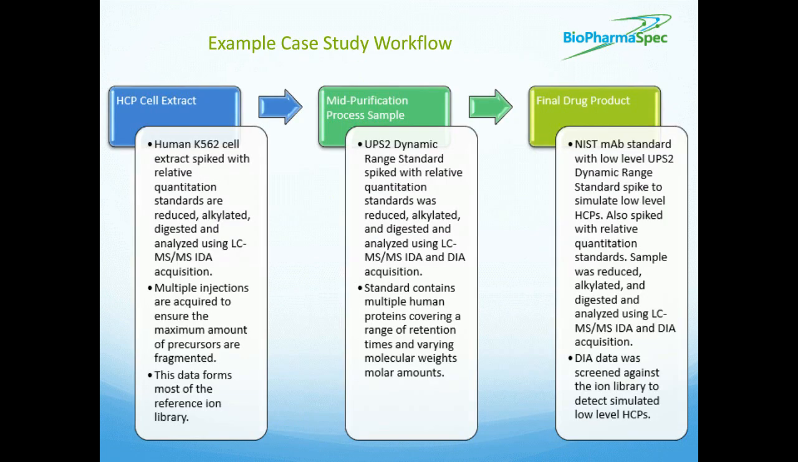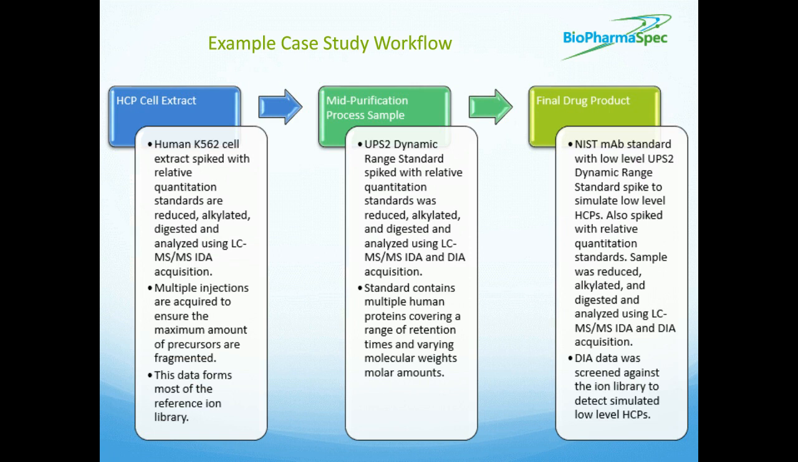So just to show what our capabilities are, we have performed a case study using some known standards and also using our SCIEX instrument with our SCIEX software. For this study, we obtained a human K562 lysate to replicate a whole cell lysate that could be used for a biopharmaceutical product. And we've spiked this with our relative quantitation standards. We've gone through our peptide mapping technique of reduction, alkylation, and digestion, and acquisition using our data-dependent methods.